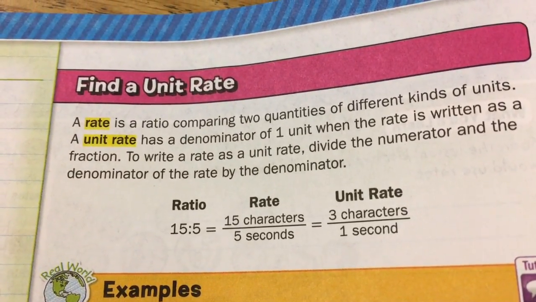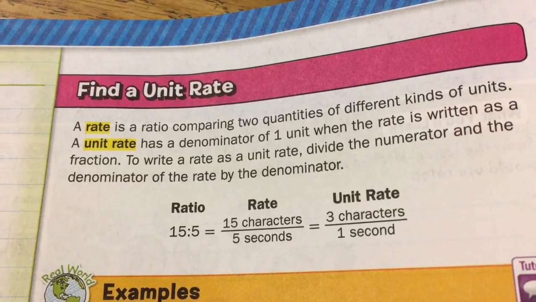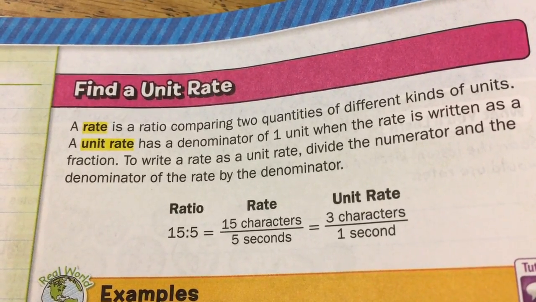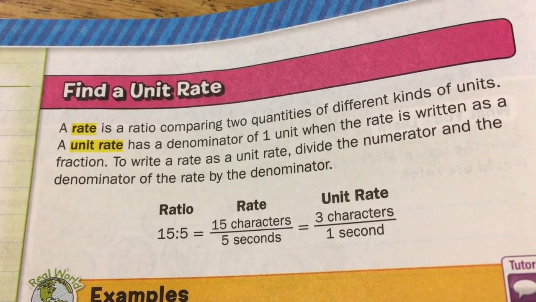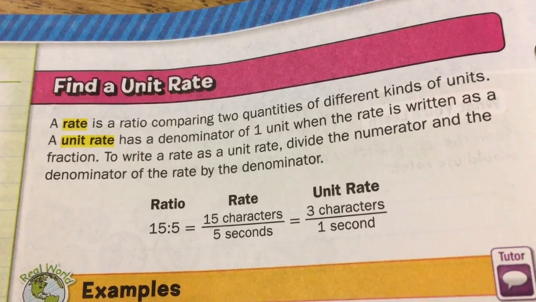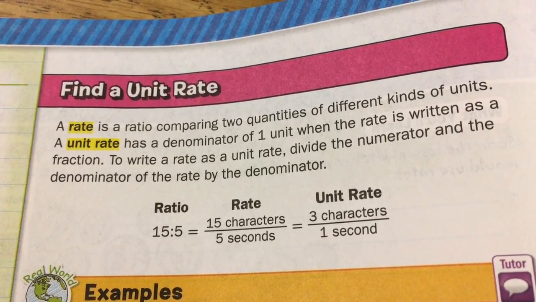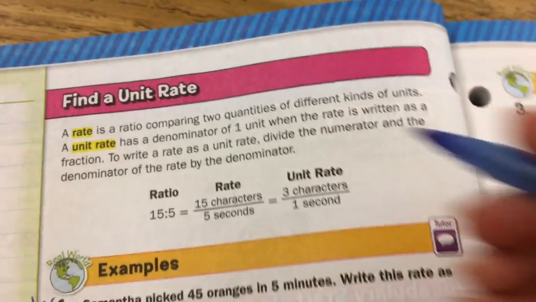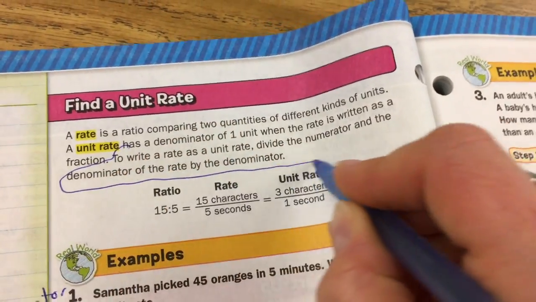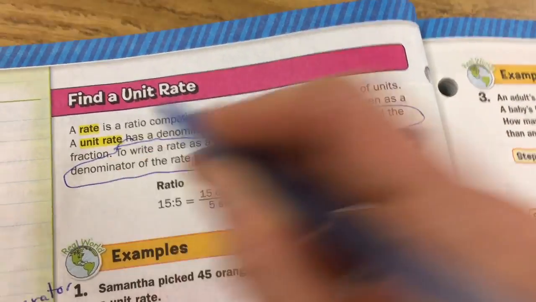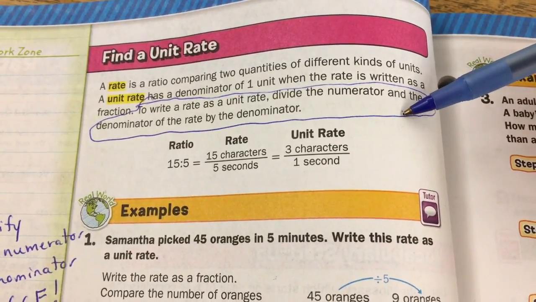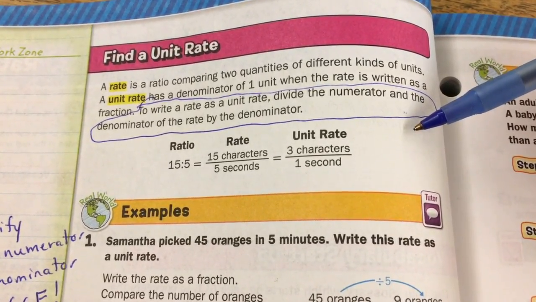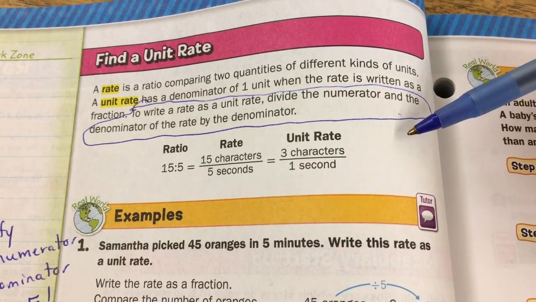So let's go over this again. A rate is a ratio comparing two quantities of different kinds of units. A unit rate has a denominator of 1 unit when the rate is written as a fraction. So to write a rate as a unit rate, divide the numerator and the denominator of the rate by the denominator. Go ahead and circle this last sentence. You might use that when we write our reflection in our math learning journal later.